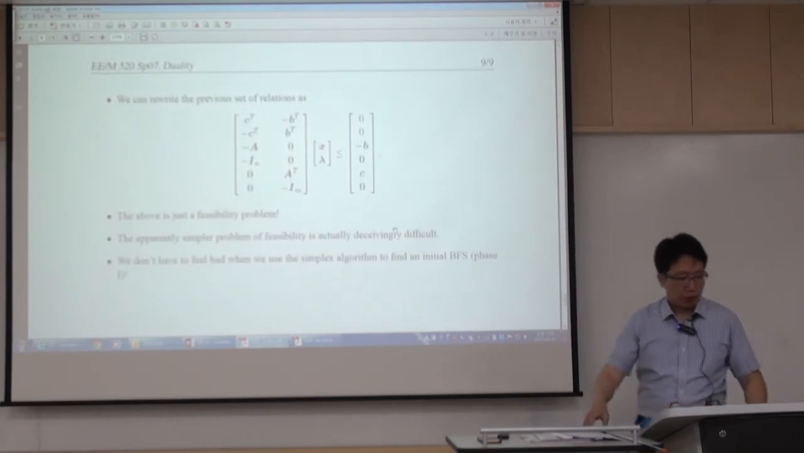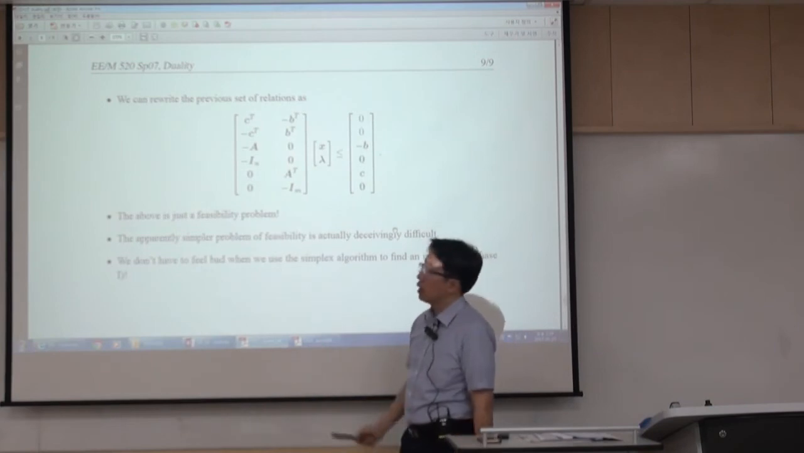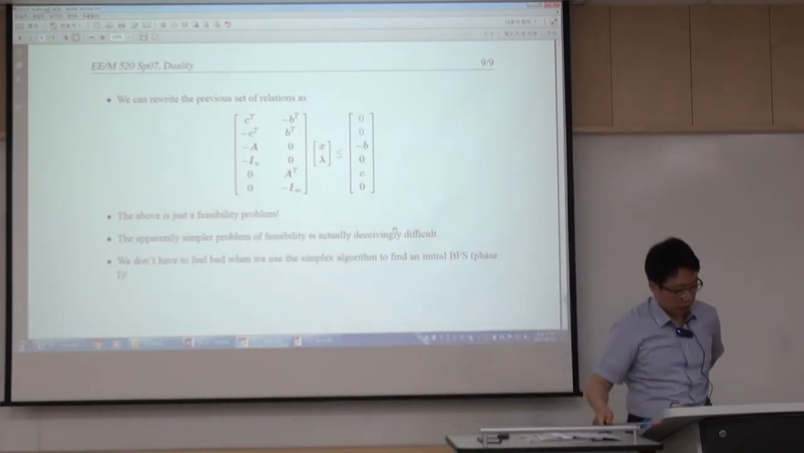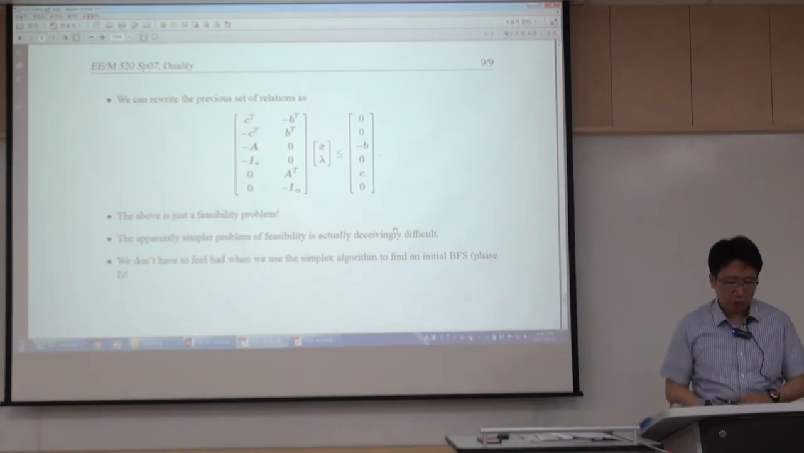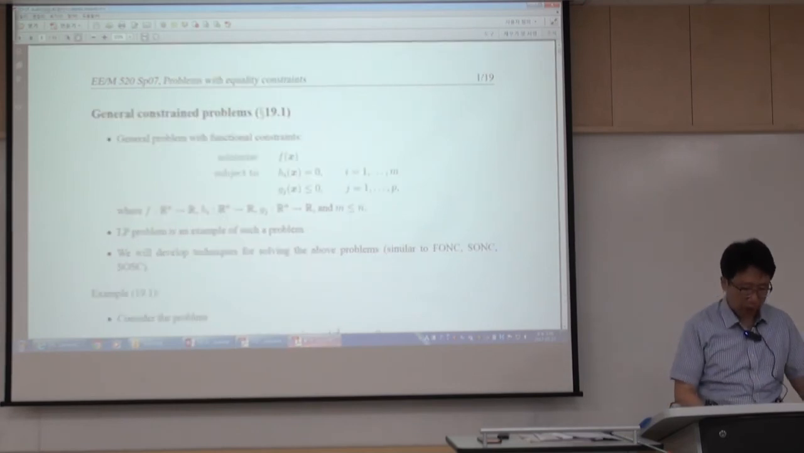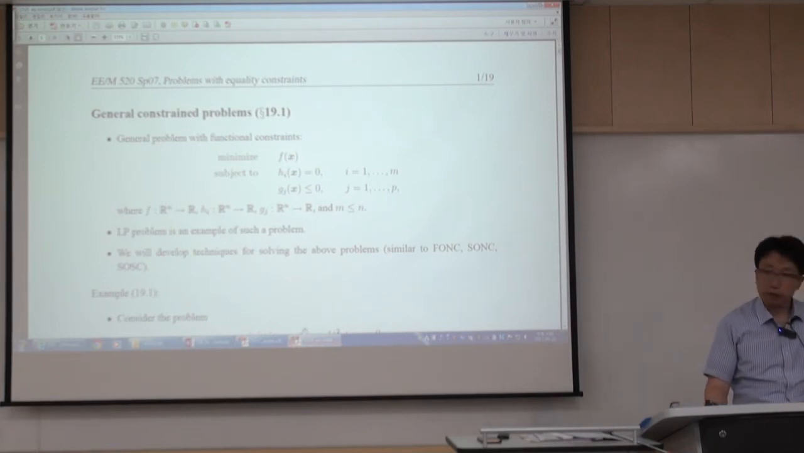So you find any x, lambda subject to this inequality. And that is the feasibility problem. But it's difficult. Anyway, so I think I'm done with this linear programming. Okay. The next topic is very important and interesting, but it's confusing.